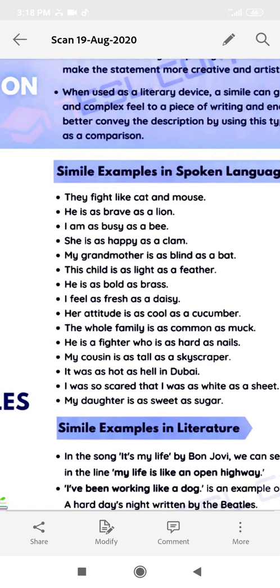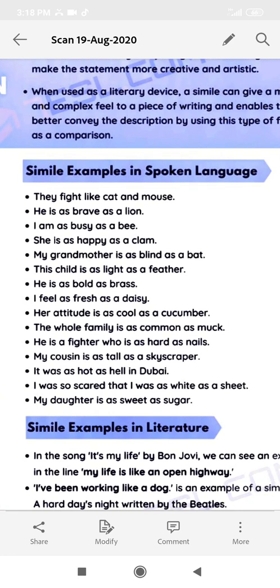So it is simile figure of speech. Next, I was so scared that I was as white as a sheet. So I was compared with a white sheet. So I was compared with white sheet. So it is simile. My daughter is as sweet as sugar. So my daughter is compared with sugar and for comparison which word is used? As word is used for comparison.